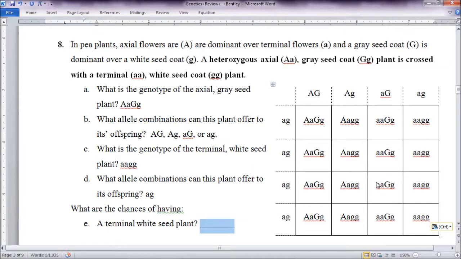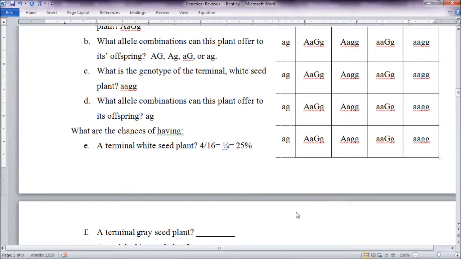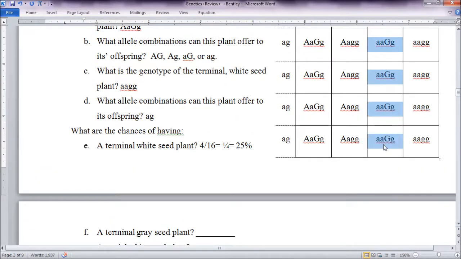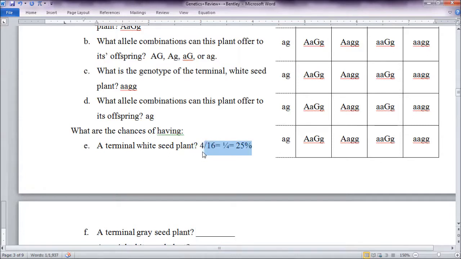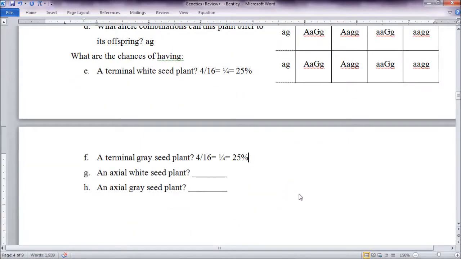So that will be 4 out of 16, and hopefully you recognize that as 1/4, or finally 25%. So a terminal gray seed plant. Terminal is little a, gray seed will be big G, little g in this case. Remember, you only need one capital to get that trait. So that will be the same percentage as our last one, so I'm just going to copy and paste that from now on. And of course it's going to do that each time now.